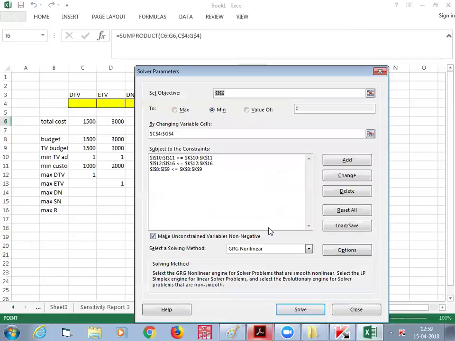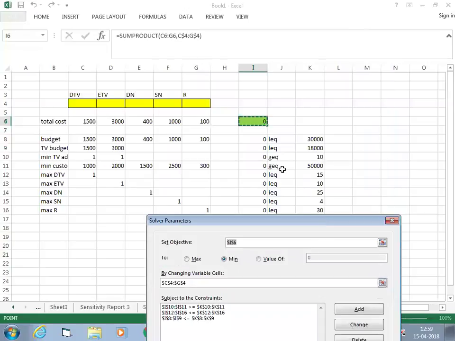Why? Because this time, the basic difference here is that we'll see what is the minimum cost to reach these 50,000 customers. Earlier, we were maximizing the customer reach with a fixed budget. So the budget was fixed. Now this time we're saying, to reach these 50,000 customers, what is the minimum that I require? And so this will be quite different.